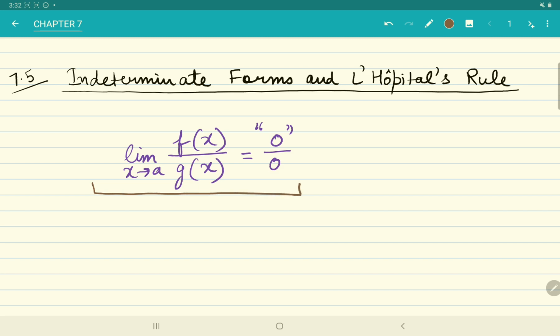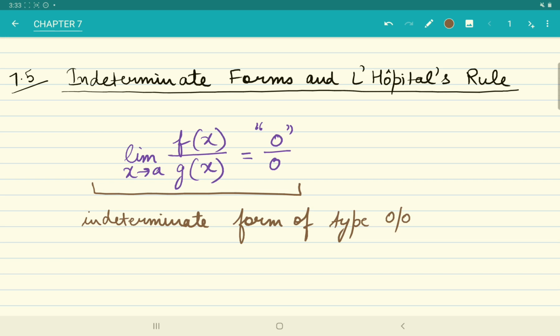This limit is called an indeterminate form of type 0 by 0. When I use the word indeterminate form, that just means that this limit cannot be found without further examination. So you just cannot find out this limit without further exploring things.